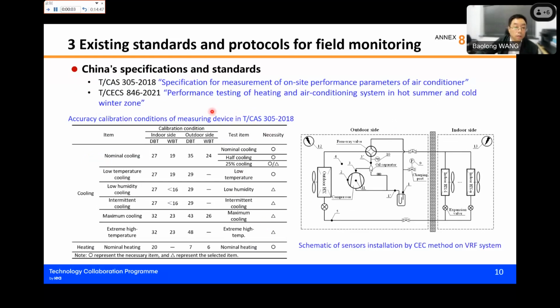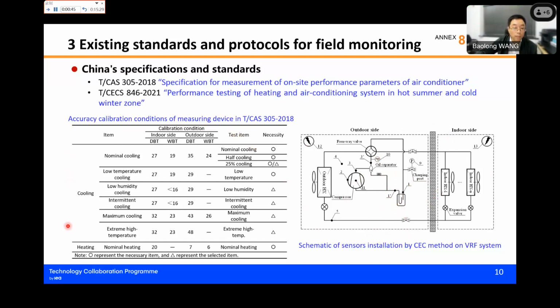In China, there are also some specifications and standards. Here, I just show you two industry standards. One is the specification for measurement of on-site performance parameters of air conditioners. Another one is the performance testing of heating and air conditioning systems in the hot summer and cold winter zone. In this standard, they provide very detailed information for the system, on how to select the testing points in the system. It's much better. You can get a more precise result.